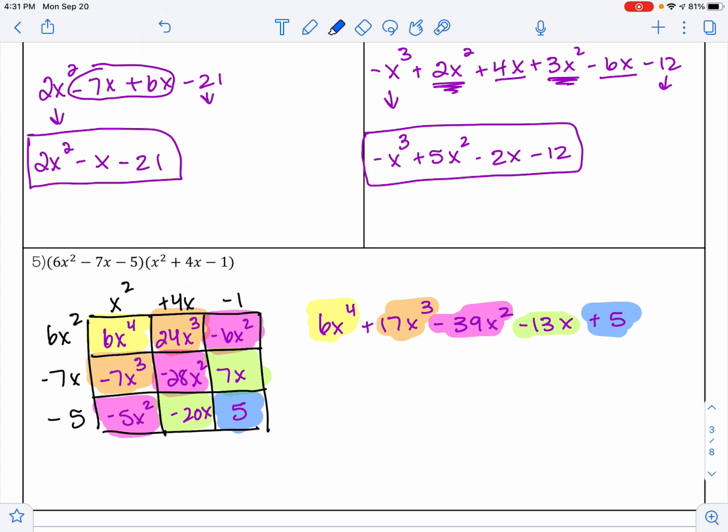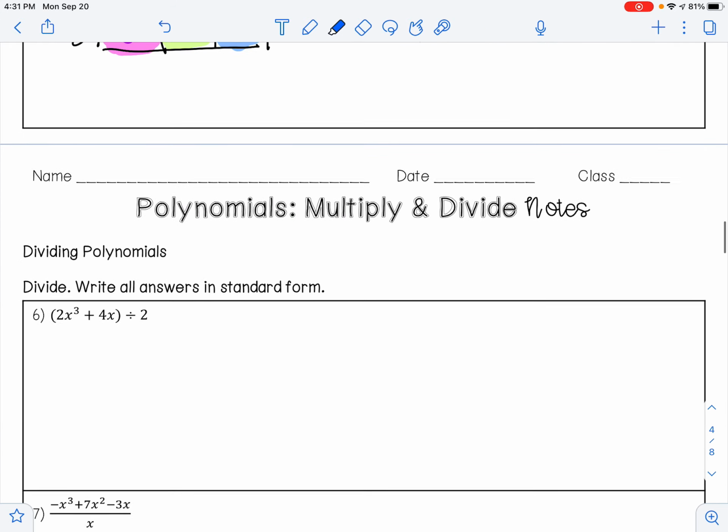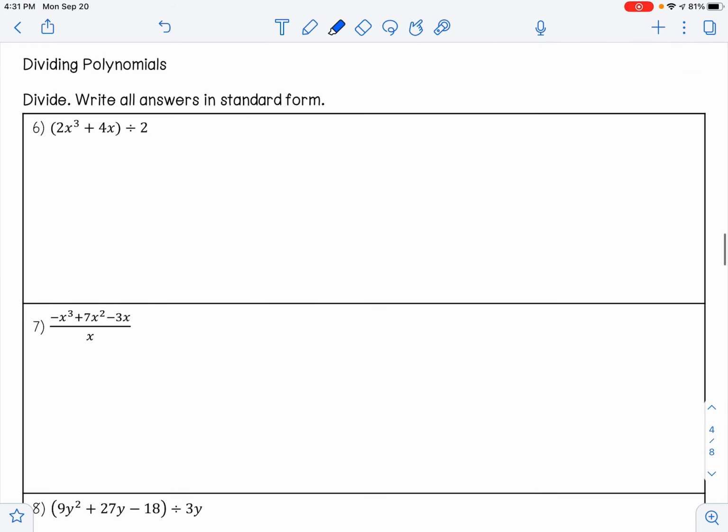Now that we've talked about how to multiply, the other thing that we need to talk about is division. So these examples say divide, write all answers in standard form. So on example 6, I have 2x cubed plus 4x divided by 2. So we're just going to take each of these terms and divide them by 2. 2x cubed divided by 2 is just x cubed. And 4x divided by 2 is just 2x. This is my answer.